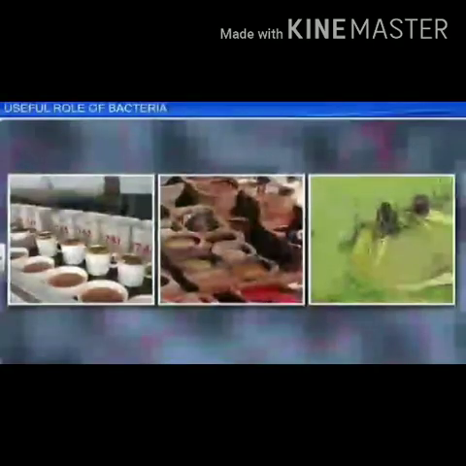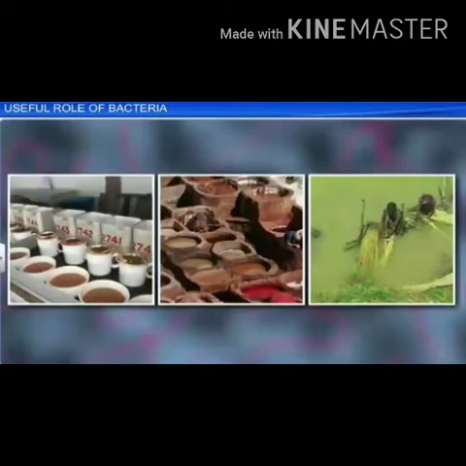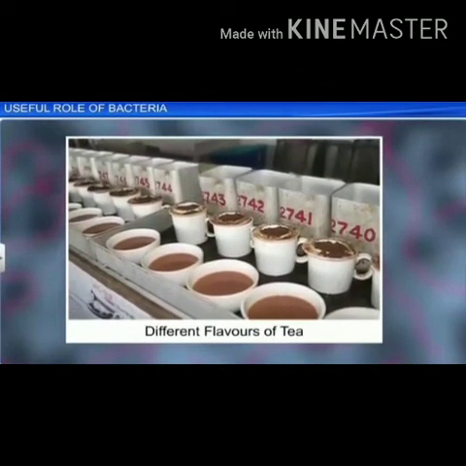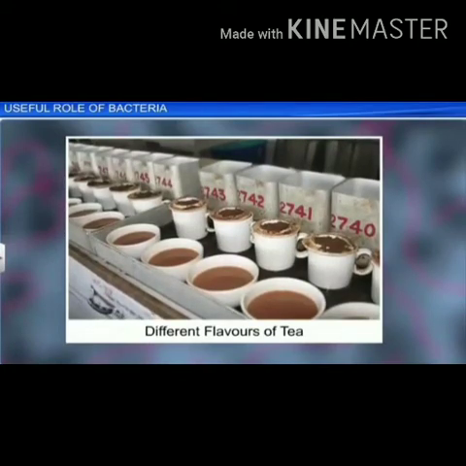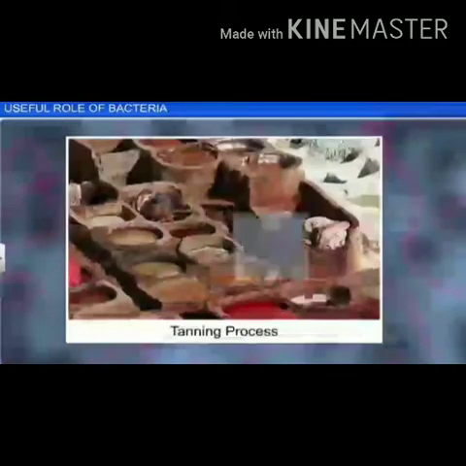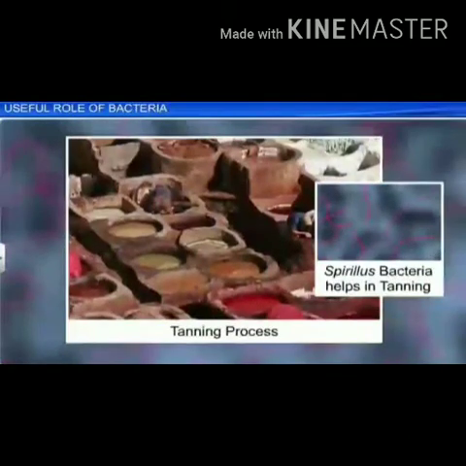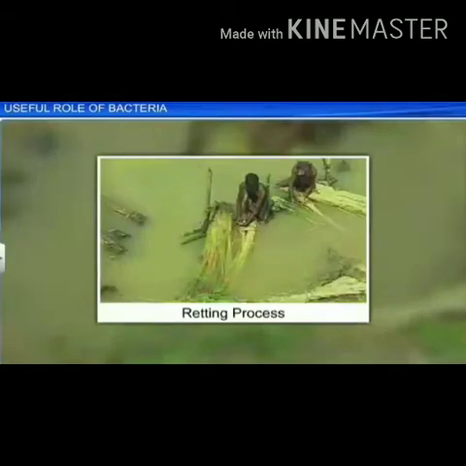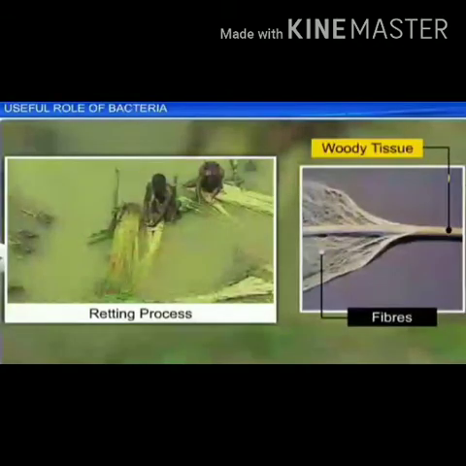Bacteria also play a very useful role in industry. Certain bacteria are used to produce different flavors of tea, which is known as tea curing. Similarly, certain bacteria produce enzymes that help to soften leather during the tanning process. Another industrial use of bacteria is in the retting process, where bacteria and moisture are used on plants to loosen fibers from woody tissue.